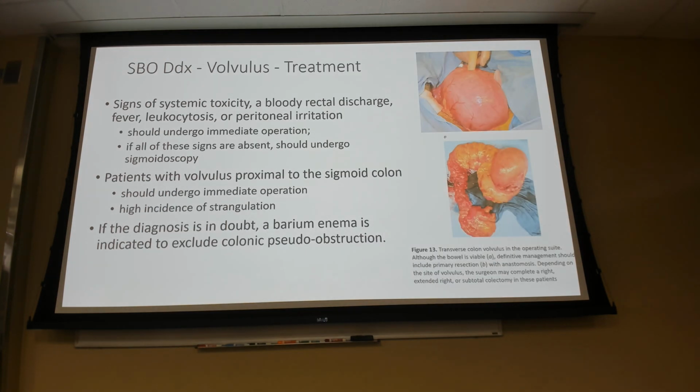Yes. So they'll typically have some sort of systemic toxicity. They might have rectal bleeding, but usually they have a fever. They're a lot more sick than your typical small bowel obstruction patient. And like we said, depending on where it's located, they will undergo immediate operation. If they're stable, we might do the barium enema first, if the diagnosis is inconclusive on the CT, to find where that lead point is or where the obstruction is.